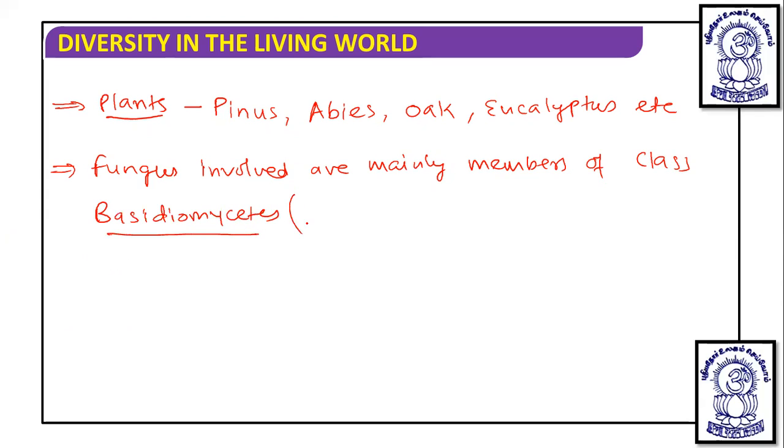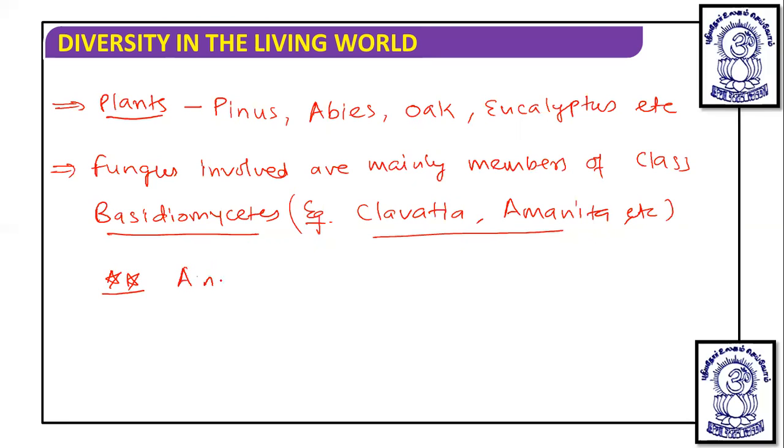And the fungi involved in this, if we talk about examples, are Clavatia, then Amanita, etc. They are involved in this association with the roots. One important thing we remember is that Amanita is found to be associated with Pinus roots. Okay, so this is the ectomycorrhizal association, in which the fungus mainly grows on the surface of the root, but it can also grow between the cells of the cortex. And all the examples we have discussed.